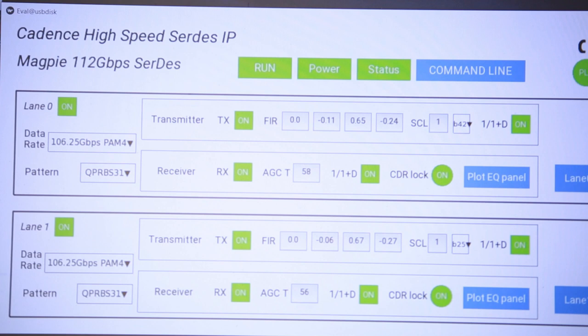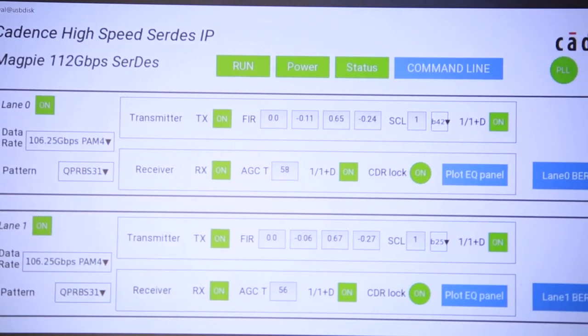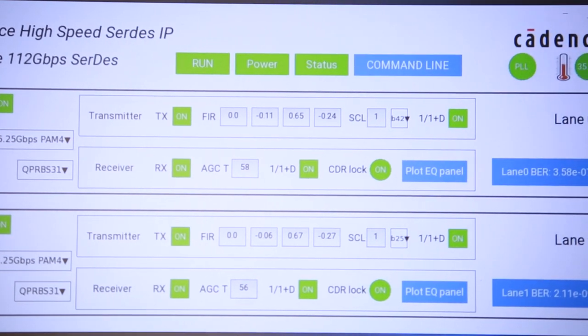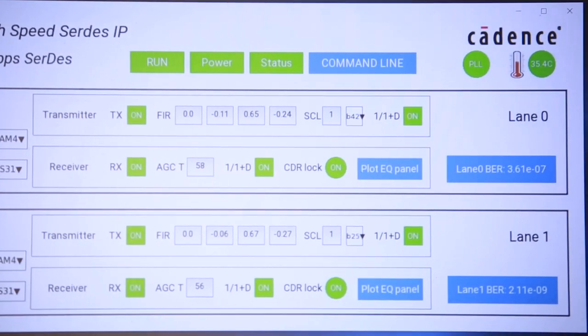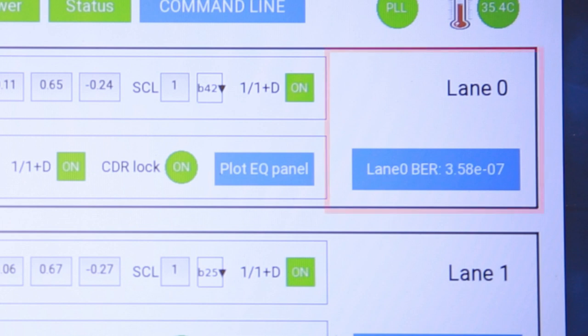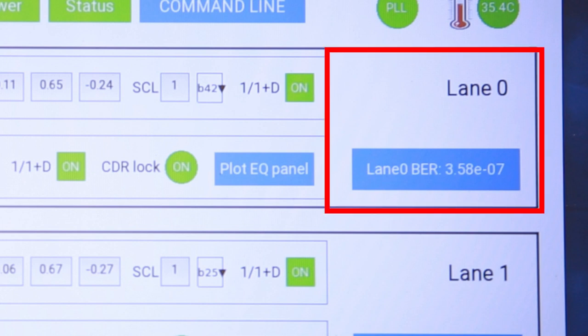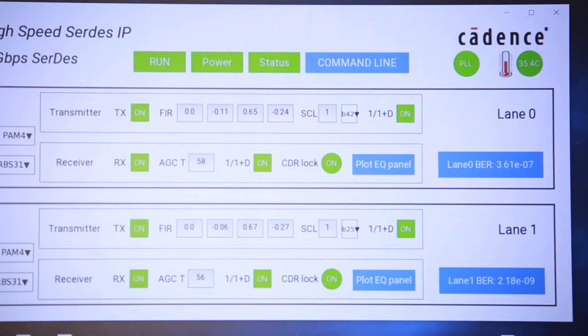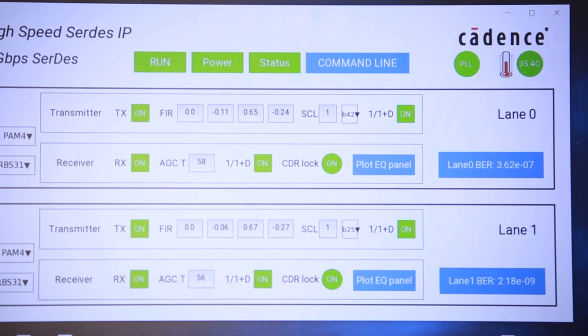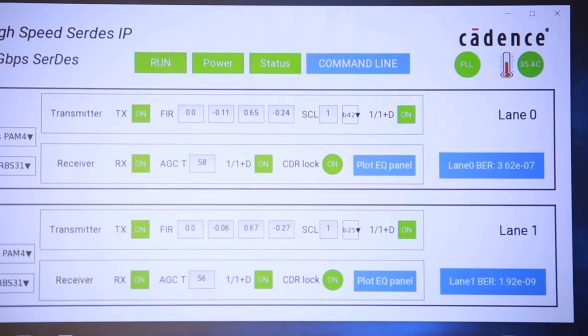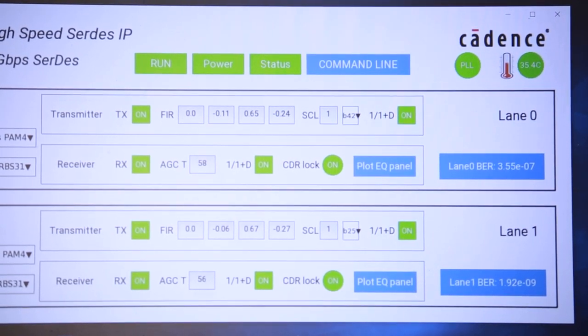Receiver equalization and CDR are auto-adapted to incoming data traffic. PLL and CDR are locked as shown by green status indicator. Excellent prefec BER of 3.58E-07 is achieved using 42 dB insertion loss channel running at 106.25 gigabits per second PAM4.